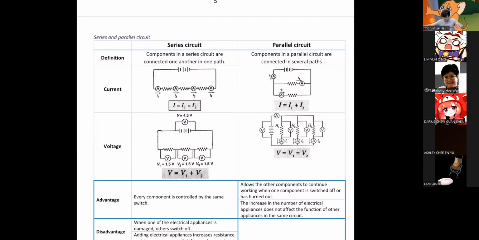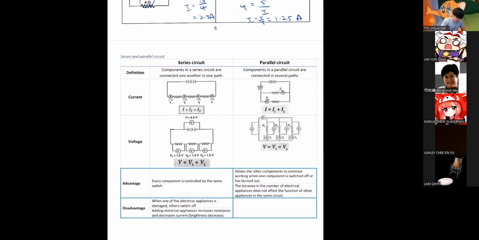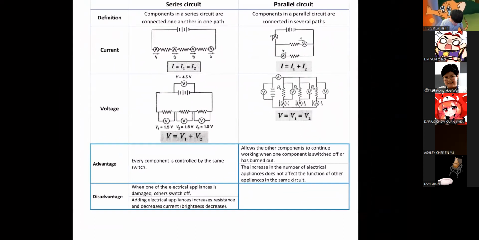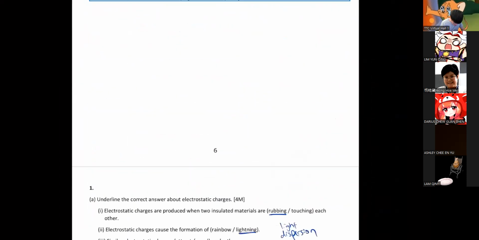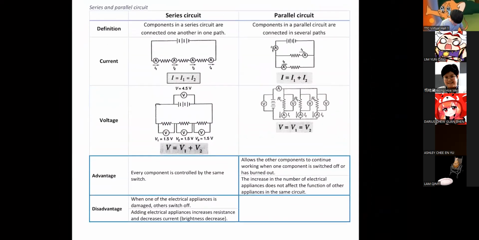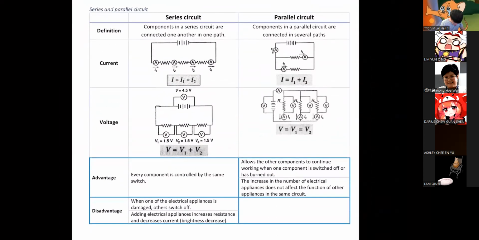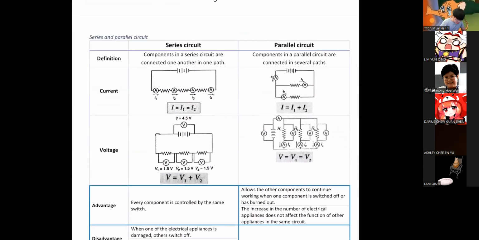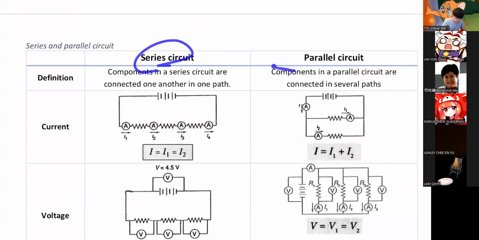So let's understand this. Before we move on, oh, there's something wrong with my notes. There's a missing column here. Anyway, later I'll tell you what to add. Something is wrong with the printing. Anyway, let's look at what is a series circuit and what is a parallel circuit.